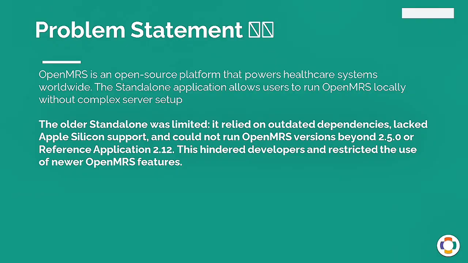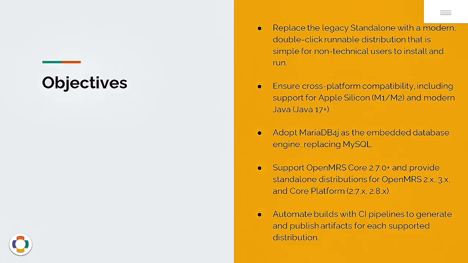And the following were my objectives during my GSoC internship. One was to replace the legacy standalone with a modern double-click runnable distribution that is simple for non-technical users to install and run. I had to also ensure cross-platform compatibility, including support for Apple's M1 and M2 silicon chips, and to adopt Java 17 and beyond.